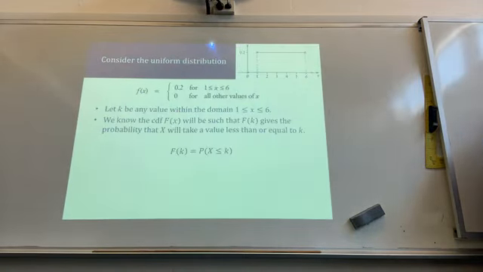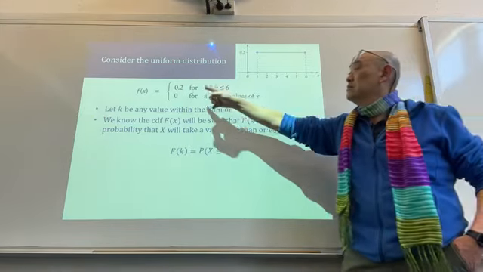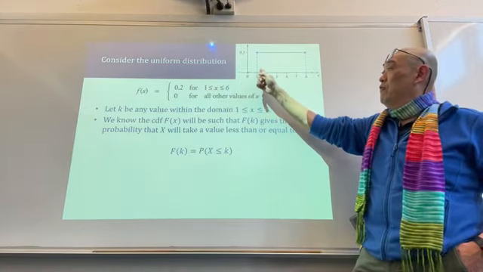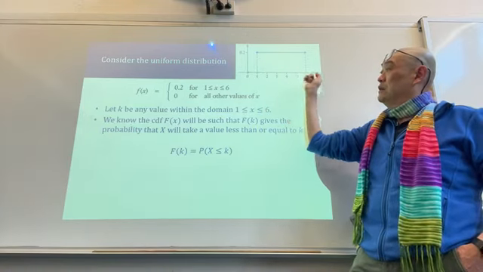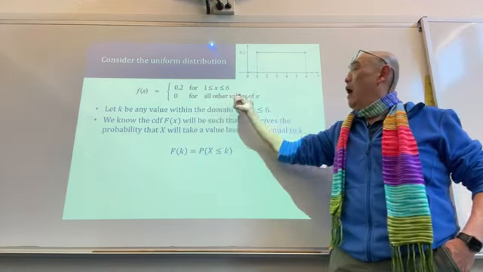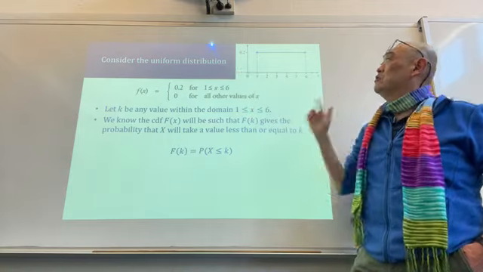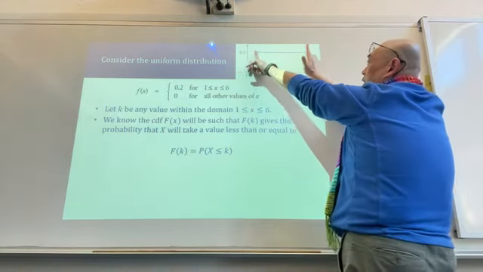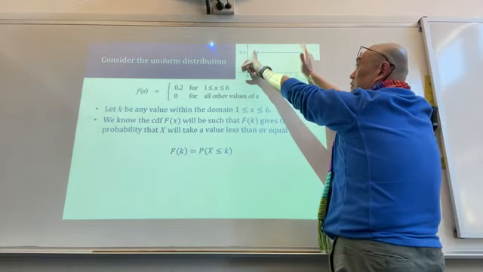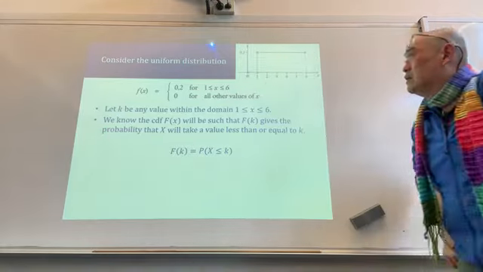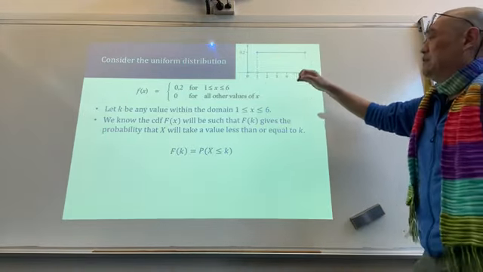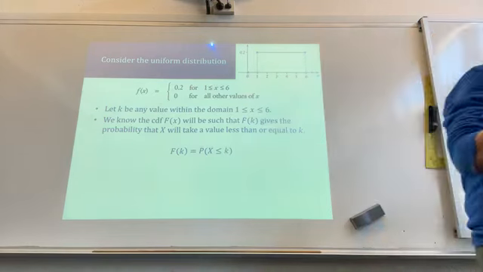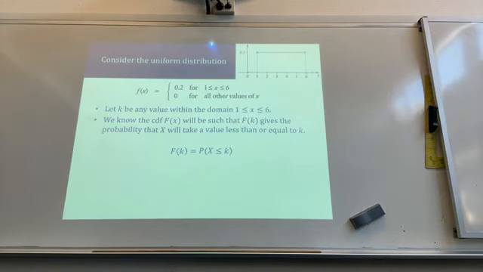Now, if I look at something like this, a uniform distribution, you know that f(x) is 0.2 from 1 to 6. All right? And it's 0 for all other values of x. So what we're going to look at is this part here. Yes. All right? So, first, is this a PDF? Yes. Why?